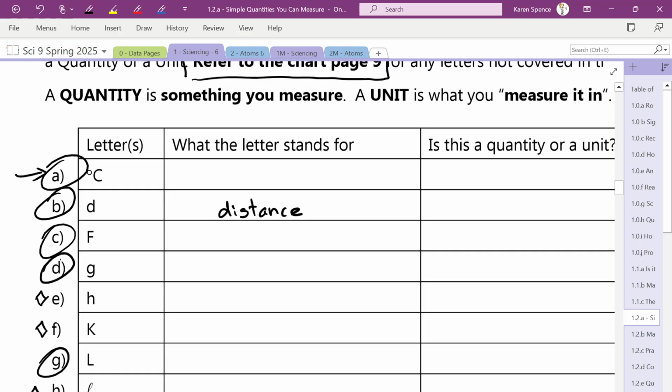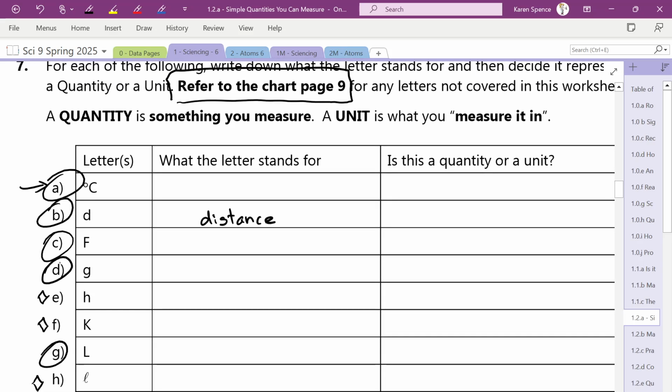Is distance a quantity or is it a unit? Is it the thing you're saying, how much distance do we have? Or are we saying, I have 10 distances? It's the quantity, because you're not saying, oh, this ruler is 10 distances long. That would be a unit. You would say this ruler is 100 centimeters long. The unit is how long something is. So this would be the quantity.